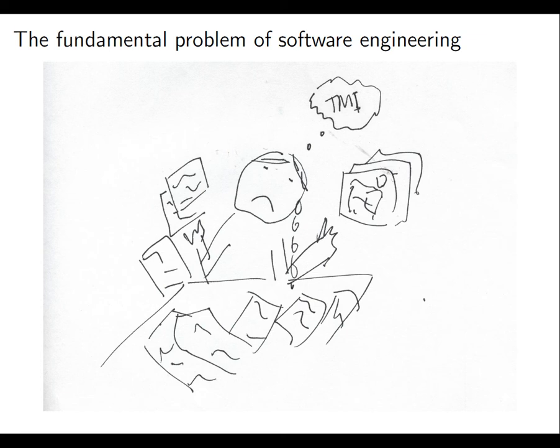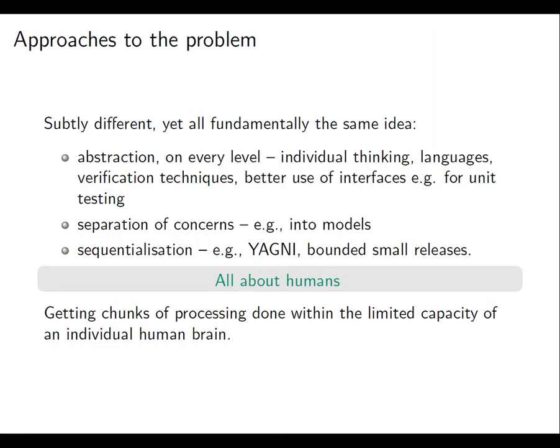And so, as software engineering has improved over decades, and as we have come out of what was called the 30-year software crisis, I think it's reasonable to look at the ways in which we've improved our techniques for software development and identify this as a common thread, that all of these improvements are really about getting chunks of processing done within the limited capacity of an individual human brain.